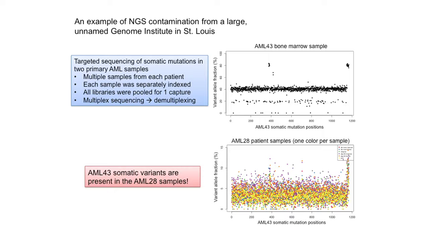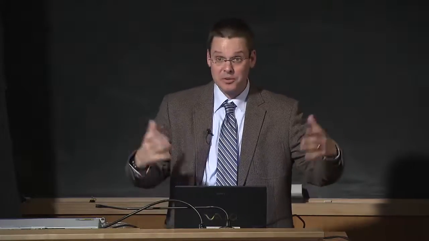So you can see that most of the variants fall at about 40%. I just gave away the punchline. 40%, so they're present in all cells in this bone marrow biopsy. Blast percentage was about 80%. Some are at lower frequencies, they're subclones, but that's the AML 43 bone marrow sample at the AML 43 positions.